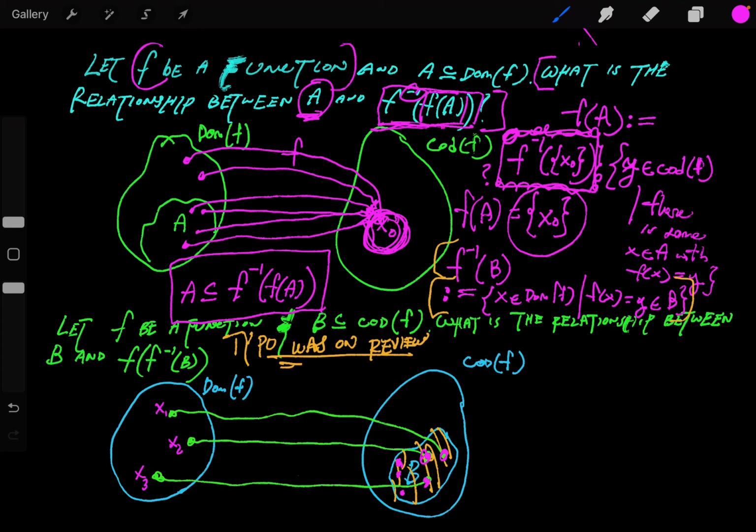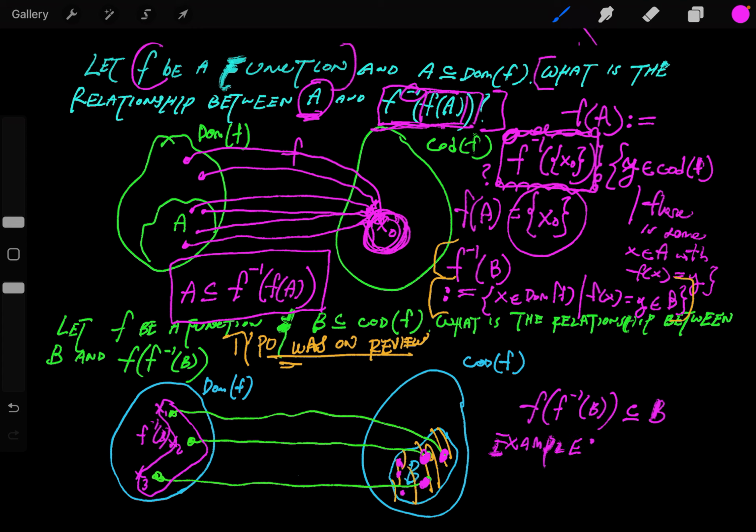So this here is, let's say, F inverse, the pre-image of B. And then the image of that is just these 3 points here, which is not all of B. So that means the relationship is that this is going to be a subset of B. And you could illustrate it with an example. A good hardcore example is going to help you.